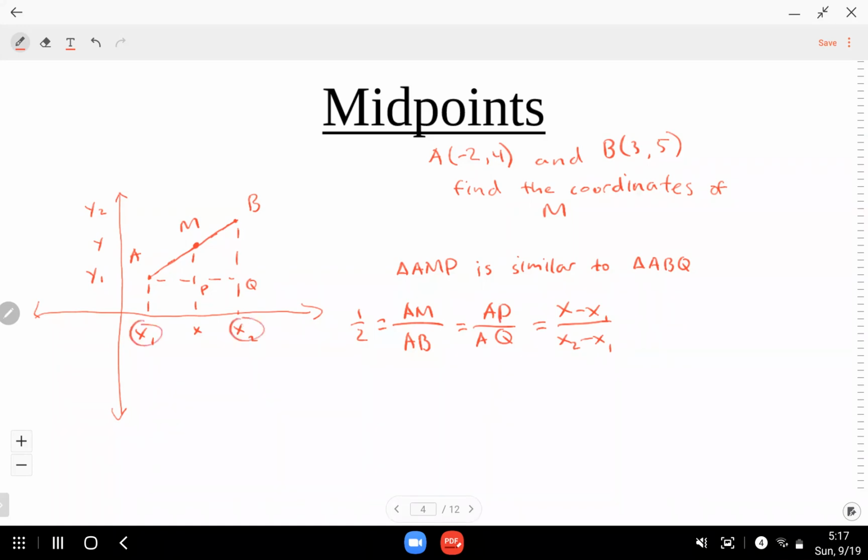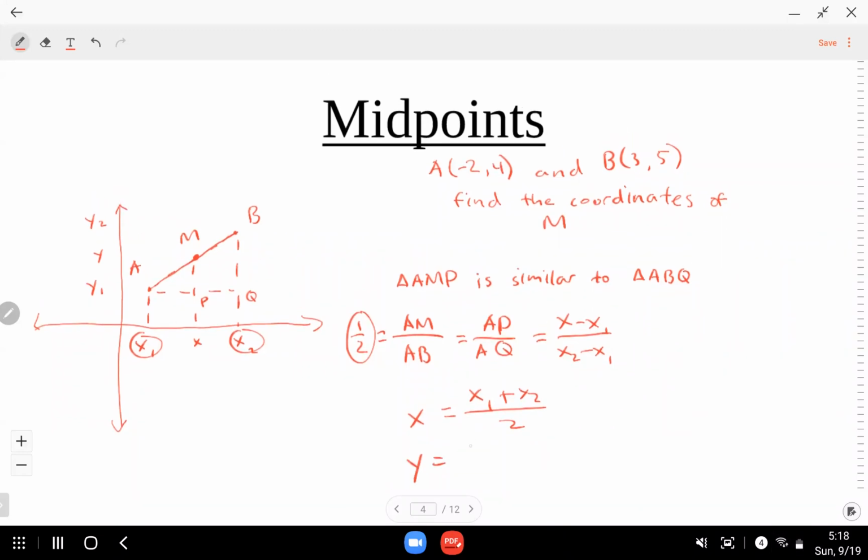All right, so from this, we can conclude that x1 plus x2 over 2 would be the x value of M. Okay? Because we know that x minus x1 over x2 minus x1 is 1/2, using our knowledge of similar triangles. Now, the y value of M can also be obtained in the same way using similar triangles. So the y value would be y1 plus y2 over 2, right?